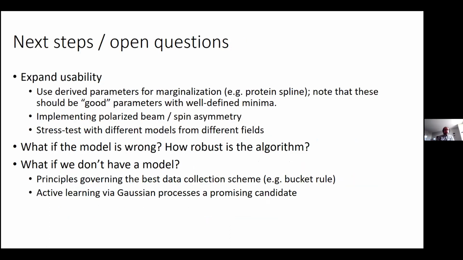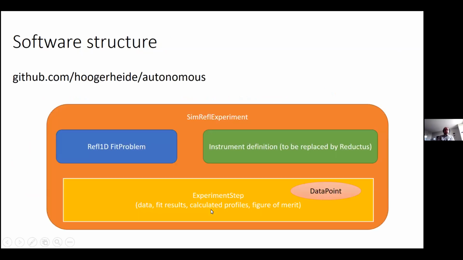There's a number of ways that this needs to be expanded. I don't have polarized beam implemented yet. You should be able to use some sort of derived parameters for your marginalization, so some combination of the parameters in the model. There's some stress testing that needs to be done. There's some open questions. How wrong can your model be before things start to fail? What if you don't have a model? I think this is actually a completely different question, and we're starting to think about that now. Can you actually come up with a way of doing this that, even if you don't have a model, still gives you an improvement in your data collection rate?